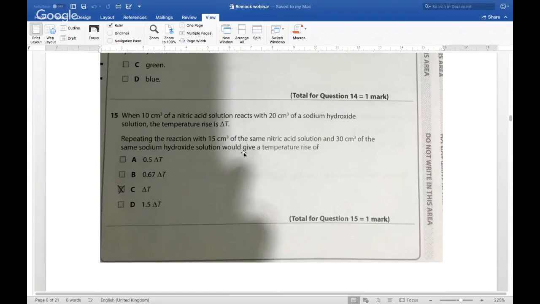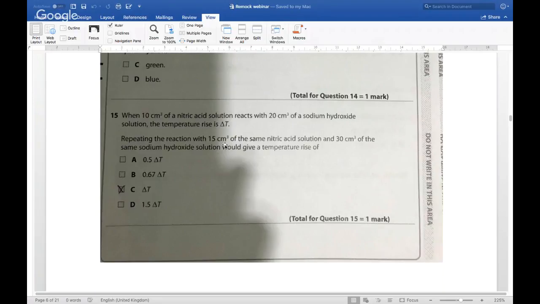When 10 centimeters cubed of nitric acid solution reacts with 20 centimeters cubed of sodium hydroxide, the temperature rises delta T. Repeating the reaction with 15. Aha, this is dead clever. Guys, would you agree that the number of moles of these two, we can assume they're in the same ratio, and you can also assume that that 10 is equivalent to the 20. We have to make a whole load of assumptions.